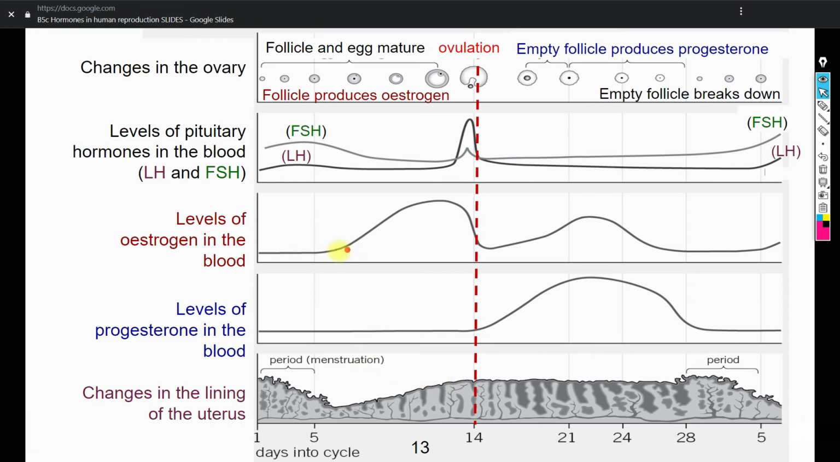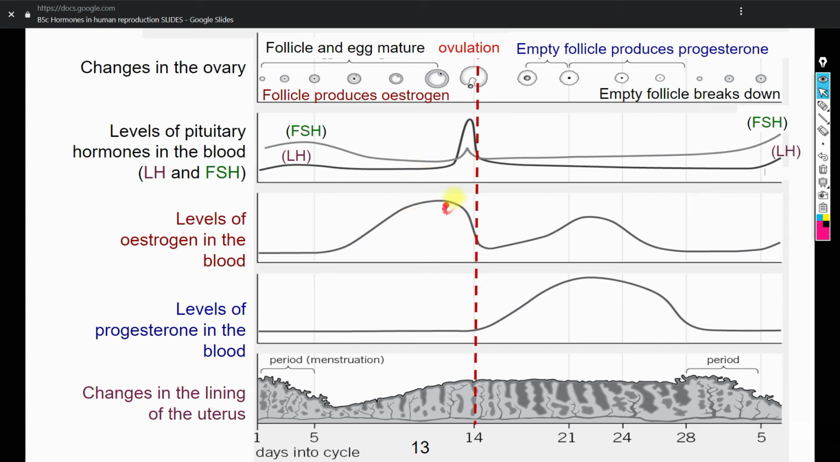Now at the same time, the estrogen targets the pituitary gland, and it inhibits the release of FSH. So FSH levels come down as estrogen levels go up. Estrogen goes up as the follicle grows, FSH levels come down.